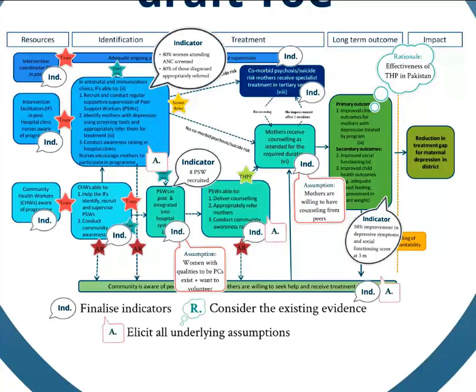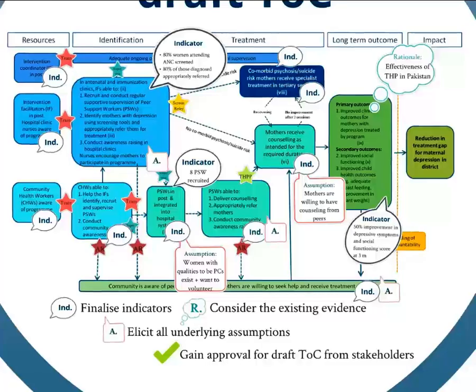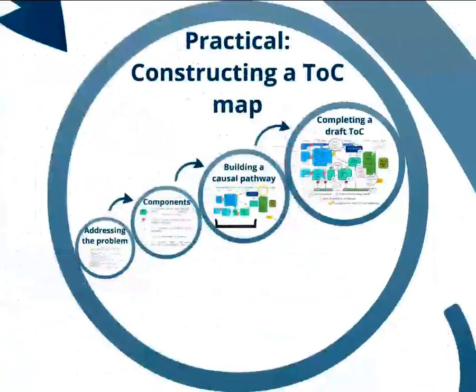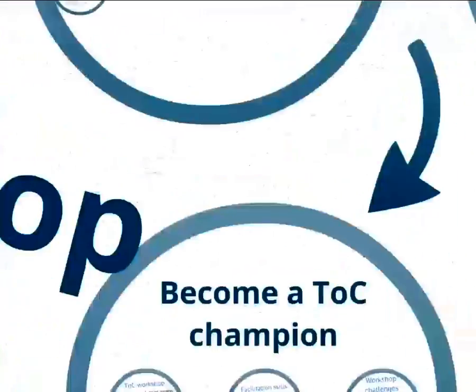So you put an indicator for every single stage in the causal pathway. And then once you've done that, you gain approval for the draft theory of change from stakeholders. And then that would be your theory of change.